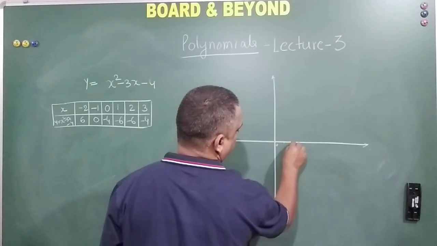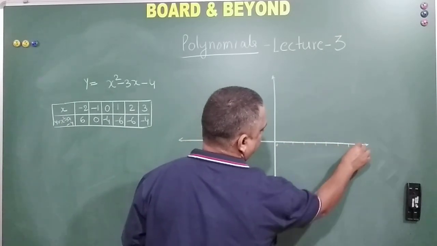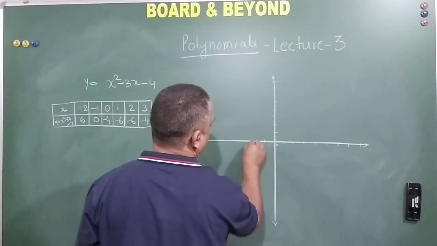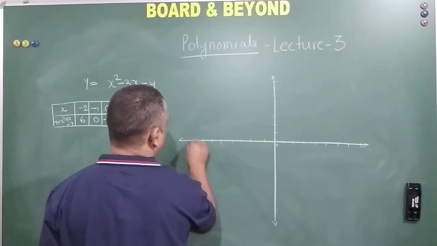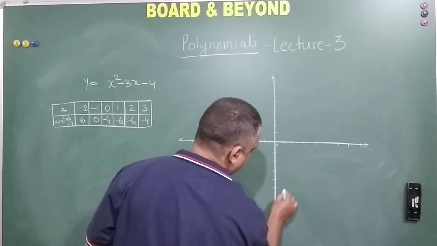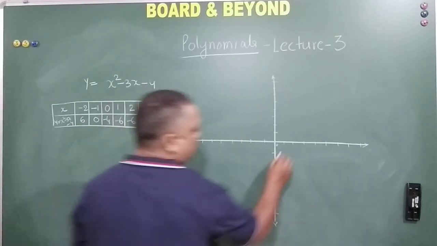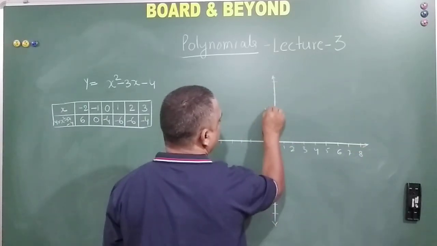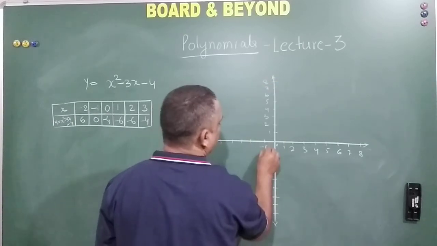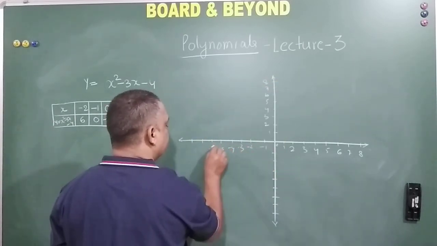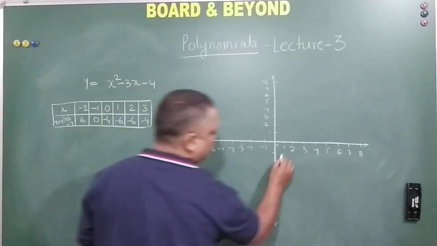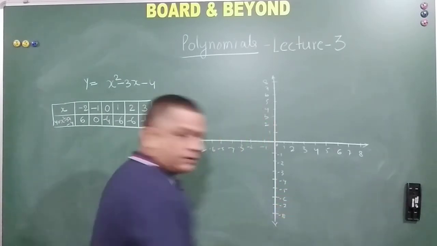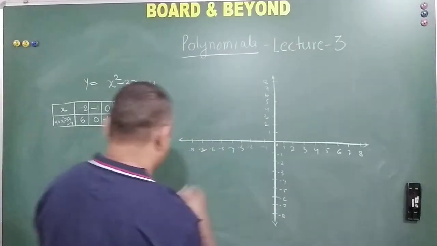So 0, 1, 2, 3, 4, 5, 6, 7, 8 along each axis in the positive direction. Then minus 1, minus 2, minus 3, minus 4, minus 5, minus 6, minus 7, minus 8 in the negative direction. Right? Okay, friends? So, we'll just plot it.